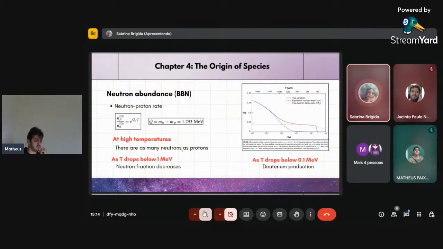However, as the temperature drops below 1 MeV over time, the neutron fraction starts to decrease. When the temperature falls below 0.1 MeV, the neutrons and the protons will interact and begin to form deuterium. This reaction marks the beginning of the nucleosynthesis. We have here the graphic that shows the evolution of the neutron to proton ratio.